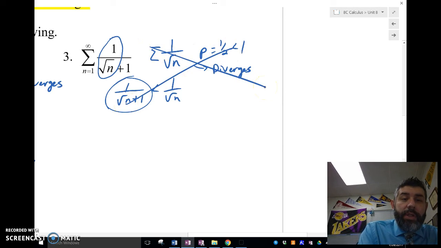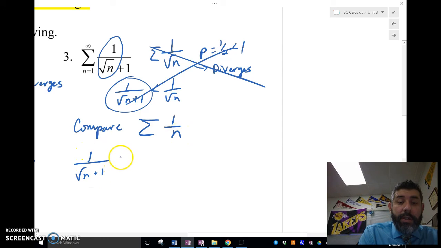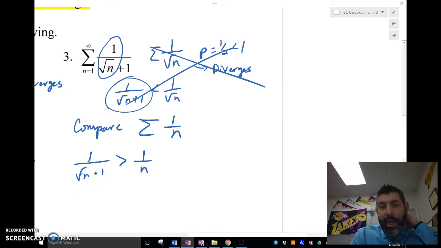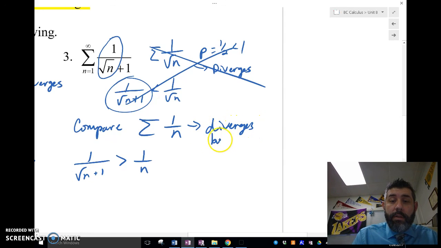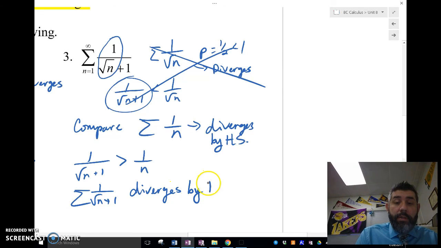All right. So what we're going to do is compare to something that is smaller than 1 over root n, and that's 1 over n, right? 1 over root n plus 1 is going to be bigger than 1 over n, because n is the 1 power, root n is the 1/2 power, so this is always going to be a bigger number than 1 over n. Since this diverges, we could call this a harmonic series. We know that ours, 1 over root n plus 1, diverges by the direct comparison test.